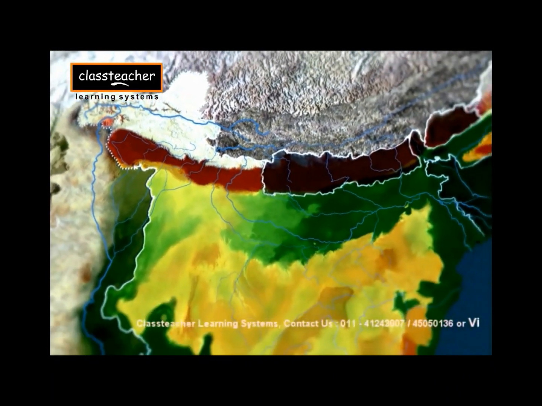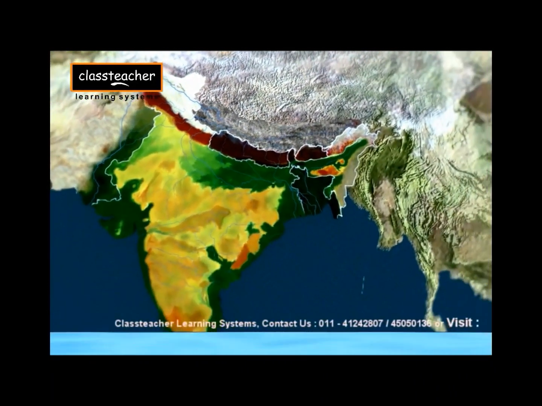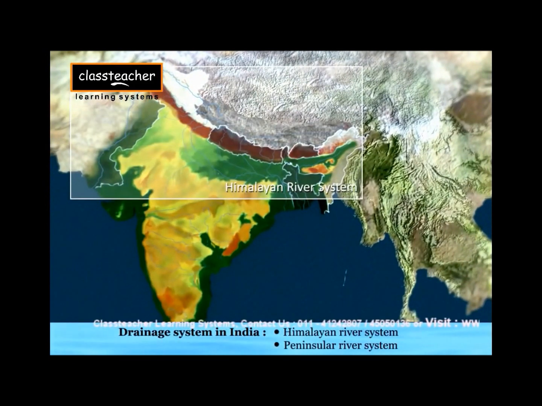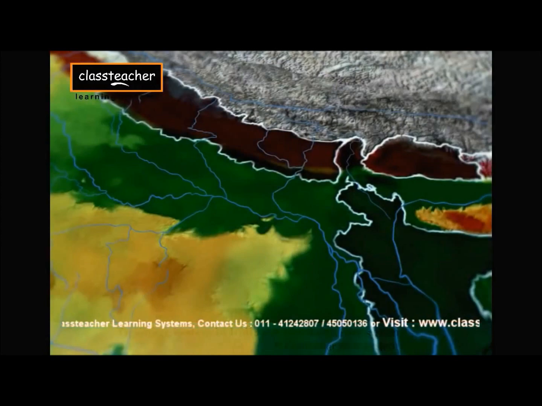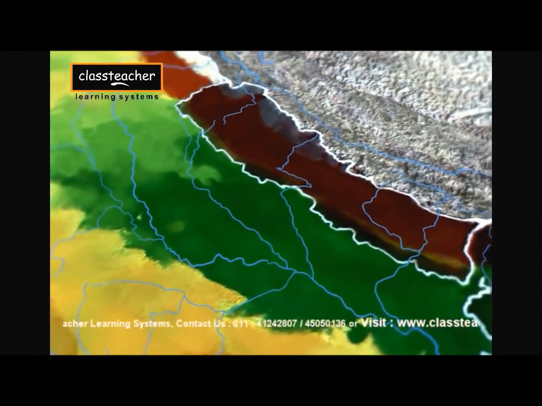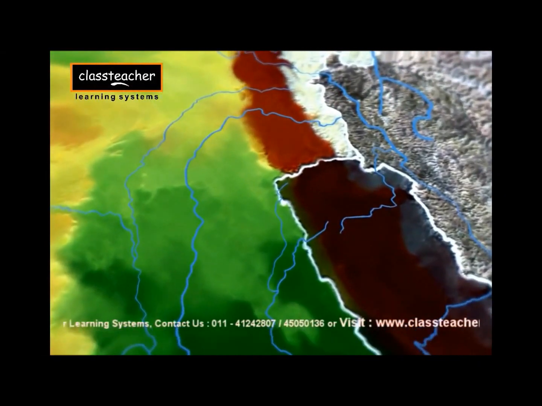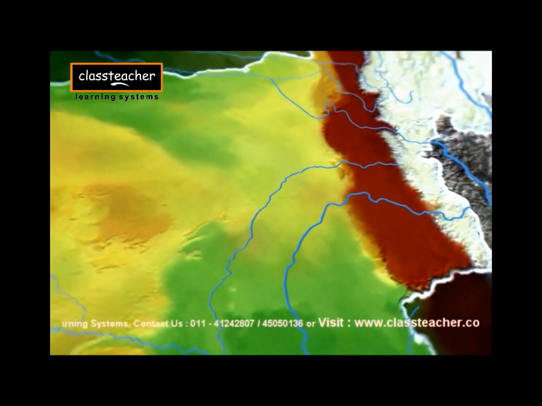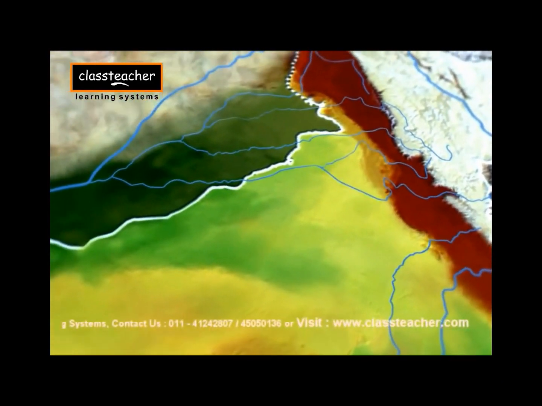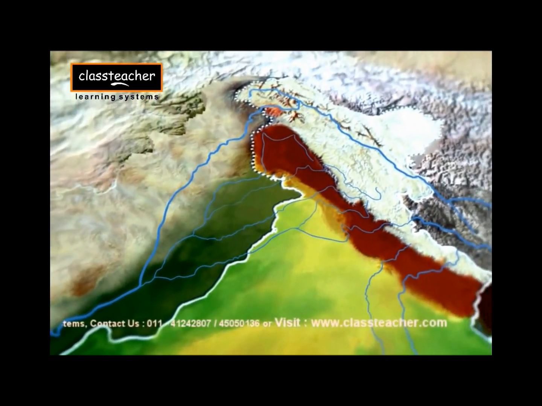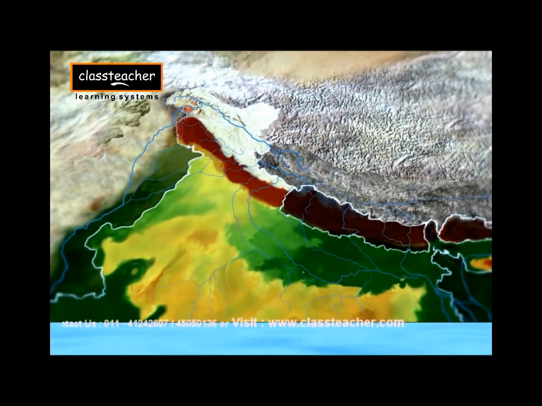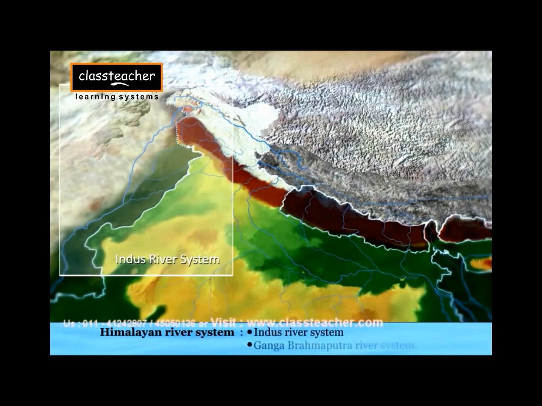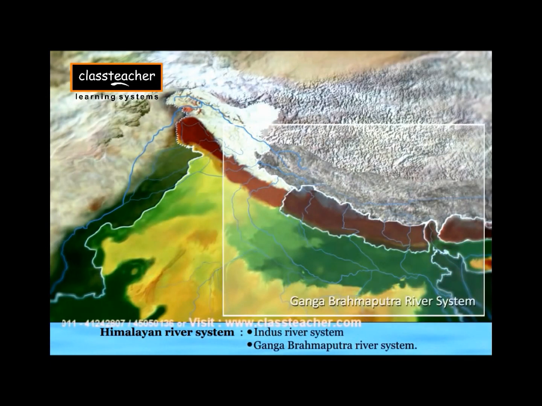The Indian river system is broadly divided into two groups: the Himalayan river system and the peninsular river system. The rivers of the Himalayan river system drain the northern region of the country. These rivers are snow-fed and thus have a perennial flow of water. The Himalayan river system is itself subdivided into the Indus river system and the Ganga-Brahmaputra river system.